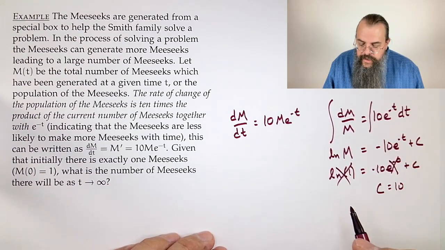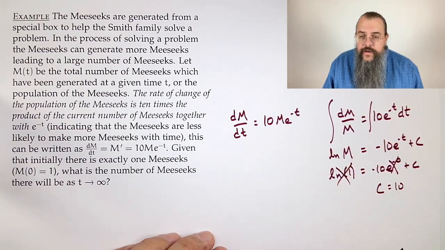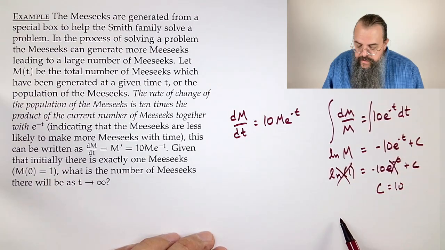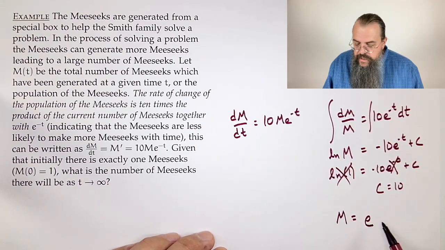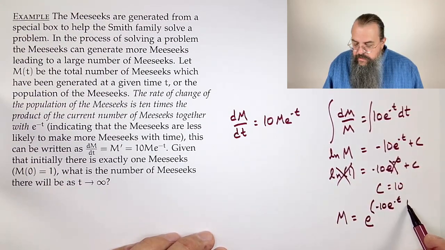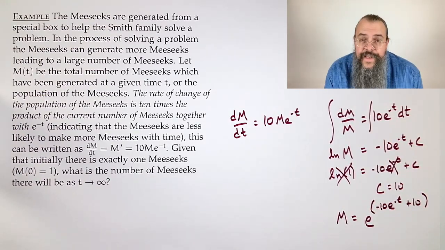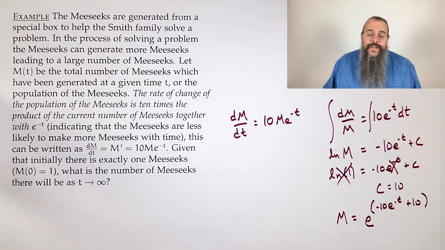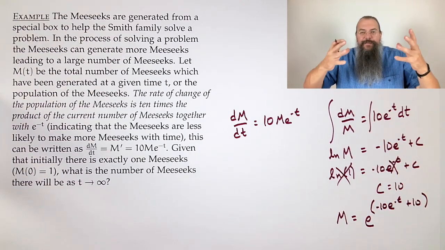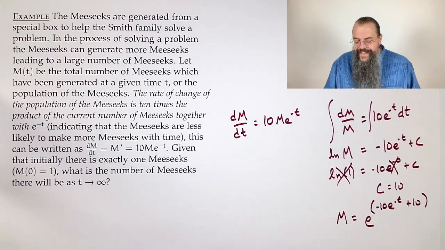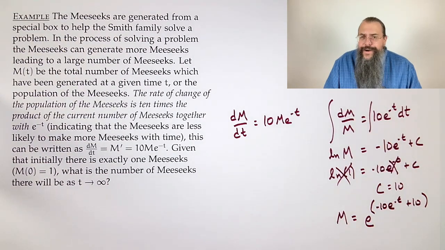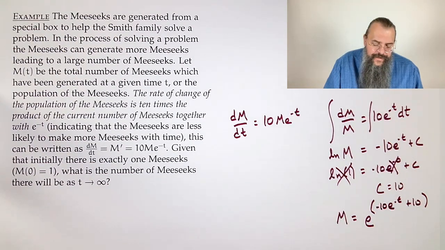Well, we now need to solve for m. All right? So we have m is equal to e to the minus 10 e to the minus t plus 10. Okay, so there's the number of Meeseeks at any given time. So there's an exponential function inside of another exponential function. So wow, okay, lots to process here. Or maybe not so many things to process.